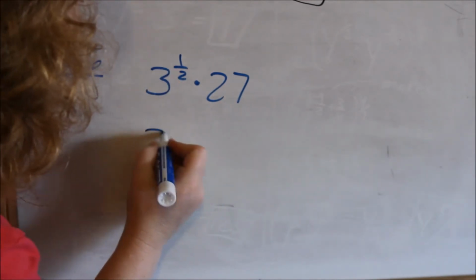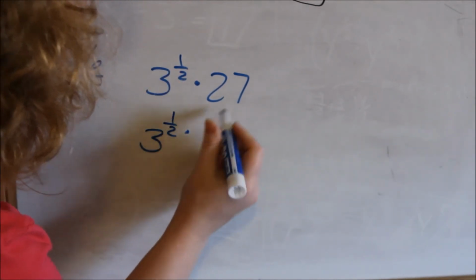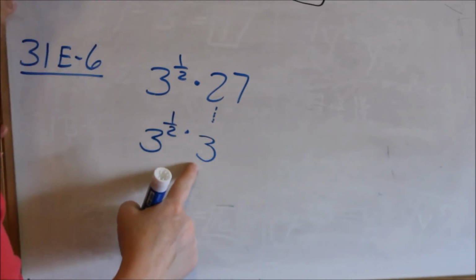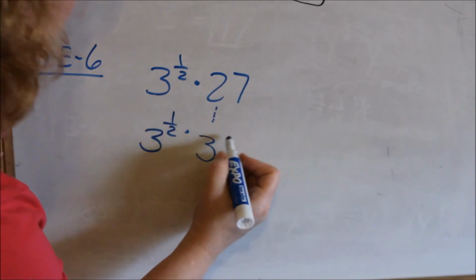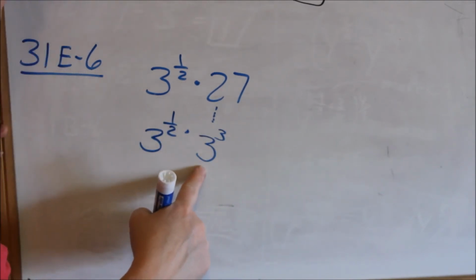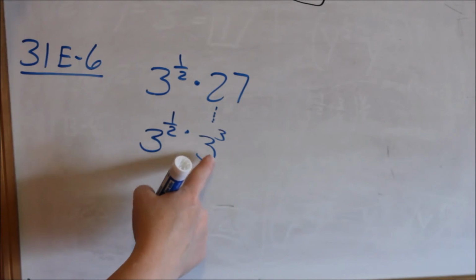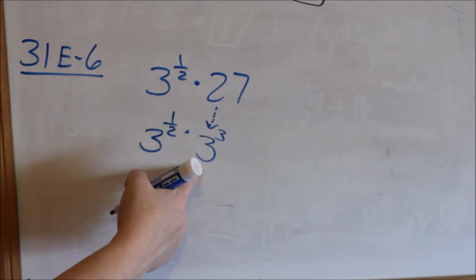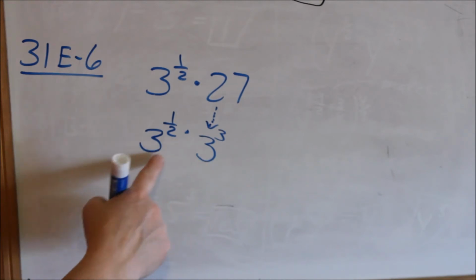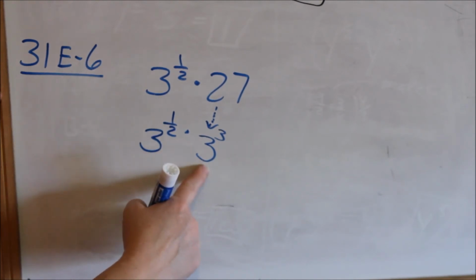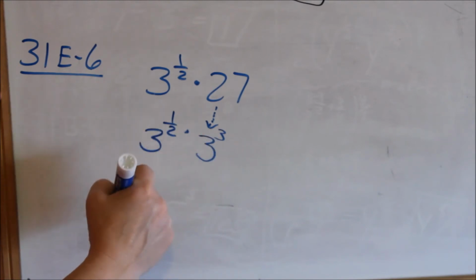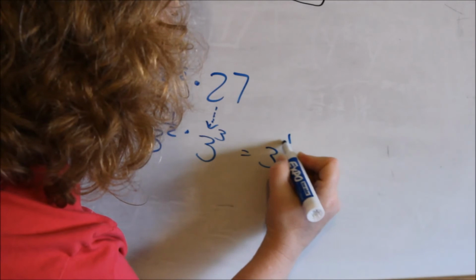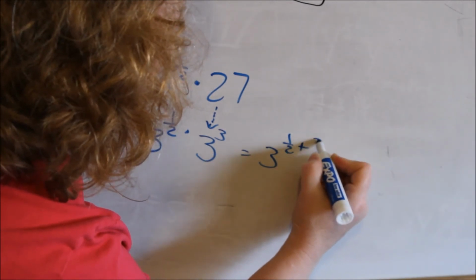So I'm going to leave 3 to the 1/2 with that base. But I can make 27 if I put it in the base of 3. 3 to the what is 27? 3 cubed. 3 times 3 is 9, times 3 is 27. So 3 cubed is 27. I'm going to turn 27 into a base of 3. Now my bases are the same. When I have the same base and I'm multiplying, what do I do with my exponents? I add them. So this becomes 3 to the 1/2 plus 3.